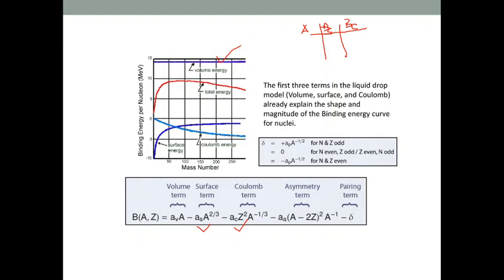So this is a big triumph of the liquid drop model. The shape has been reproduced. But dear students, the shape has been reproduced only partially, because, as you can see, there are certain peaks here which it could not explain. Those unusual peaks are not there at the lower A.